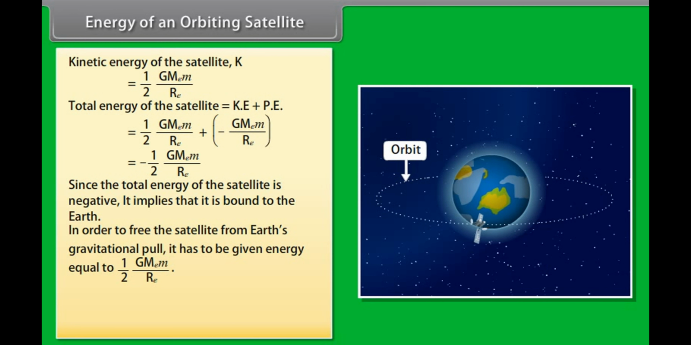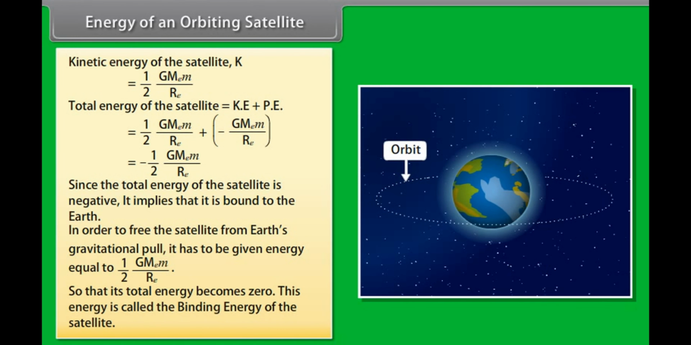In order to free the satellite from Earth's gravitational pull, it has to be given energy equal to 1/2 GMeM/RE, so that its total energy becomes 0. This energy is called the binding energy of the satellite.